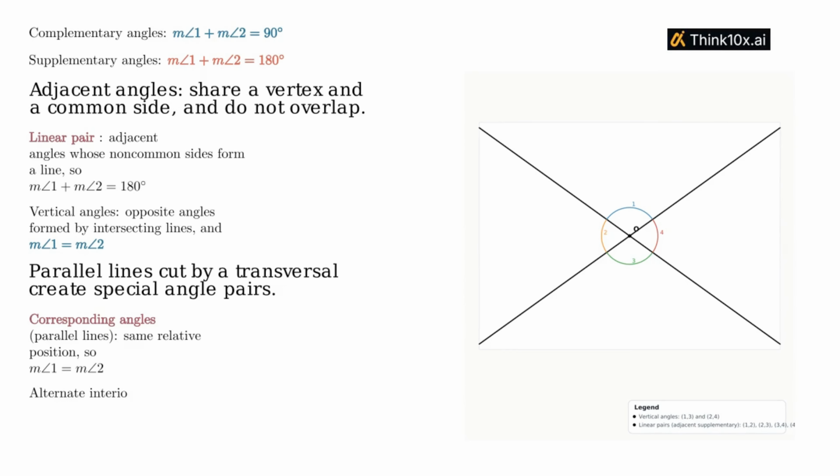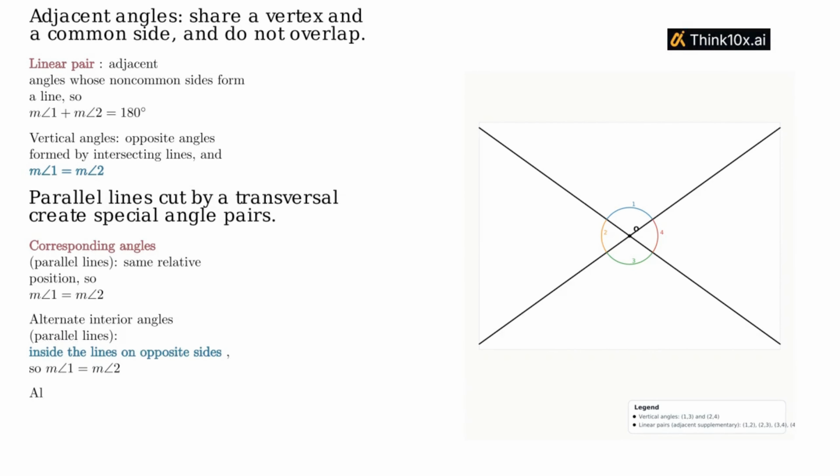Alternate interior angles live between the two parallel lines, but on opposite sides of the transversal. That opposite side symmetry is why they're congruent, meaning equal in measure. That placement is what alternate interior means. Alternate exterior angles are similar, except they live outside the parallel lines, still on opposite sides of the transversal. Same idea. With parallel lines, that setup makes them equal too. These are outside the parallel lines, but still alternate across the transversal.